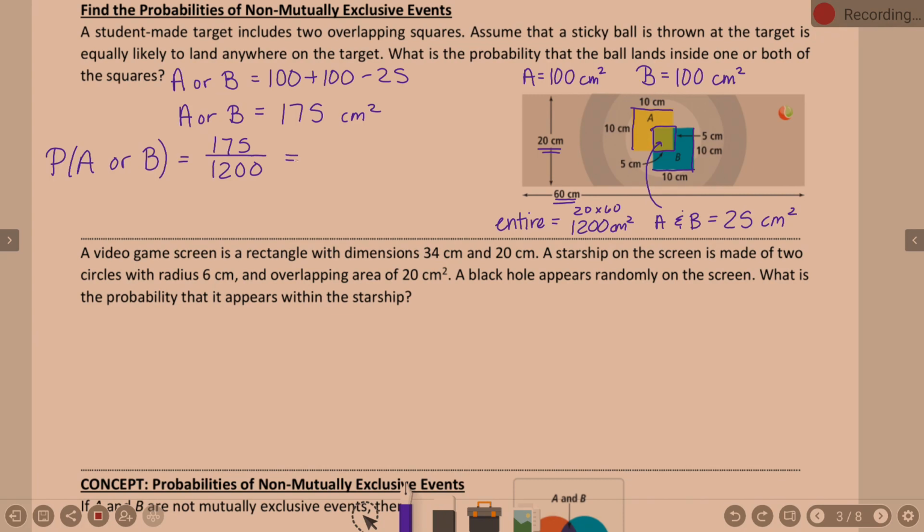Does it reduce? They can both divide by 5 at least. Okay, so recognizing that they end in 5 or 0, they can both divide by 5. Do they divide by anything more than that? I'm honestly not sure. Okay, let's go with this. What's 175 divided by 5? You said 35? Yeah. Okay. Well, we're going to go farther, because what's 1,200 divided by 5? 240.